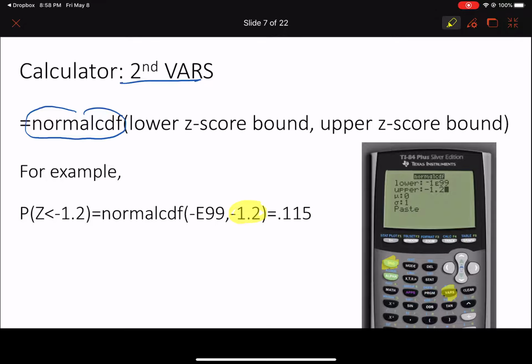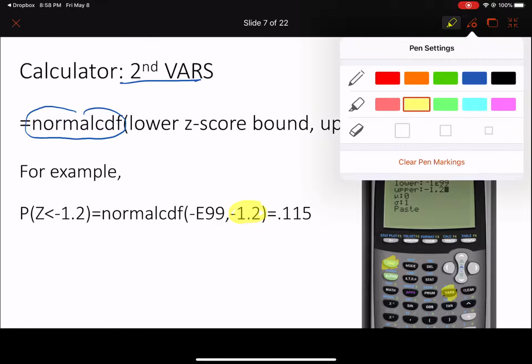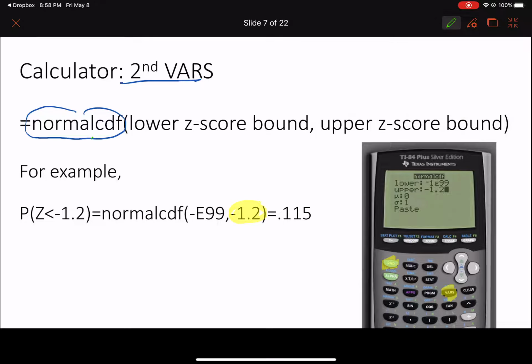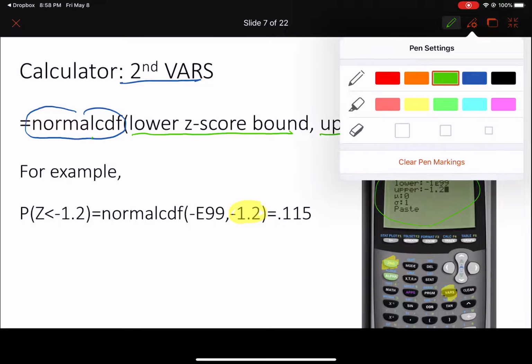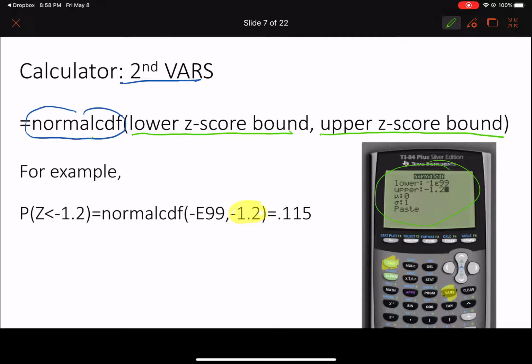So the way that you can put this in your calculator, if you have a TI-83, you're going to have to do normal CDF, lower z-score, then upper z-score. So you'll have to put it in that way, but if you have a TI-84, it'll give you a screen like this. So your lower, I'm going to show you how to do this. That's negative infinity. So that's just basically going as small as you possibly can.